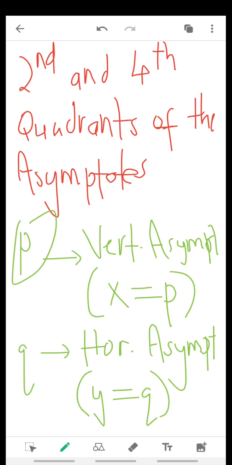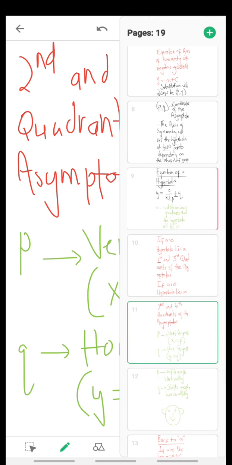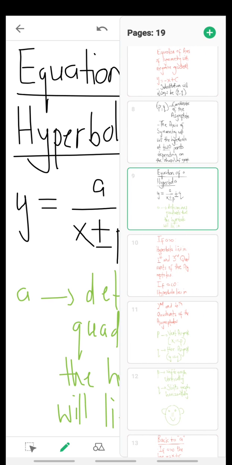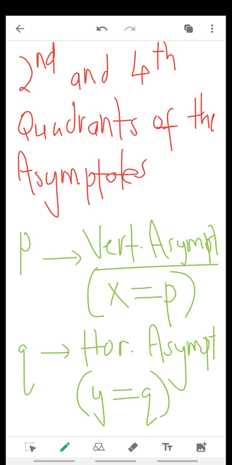So what is p and what is q? I think I've already said it. Your p is your vertical asymptote. When I take this part and equate it to 0, then solve for x, x will be equal to the value of p, which is our vertical asymptote. And when you say y equals the value of q, that gives us our horizontal asymptote. These are the two asymptotes that create the four quadrants between the asymptotes and determine where the two-piece function will lie in those quadrants.